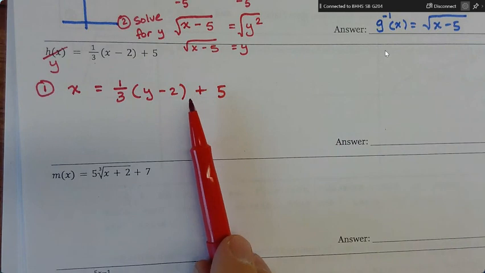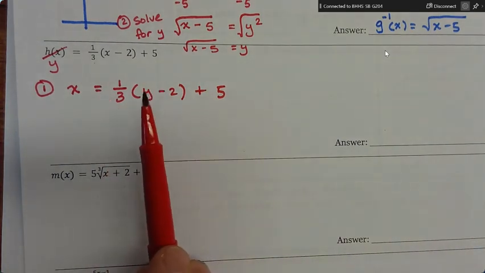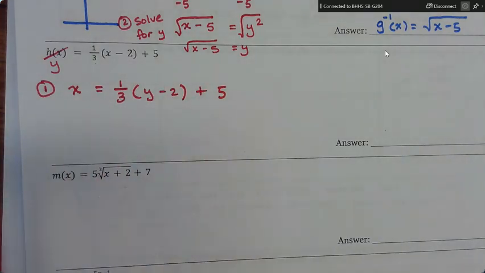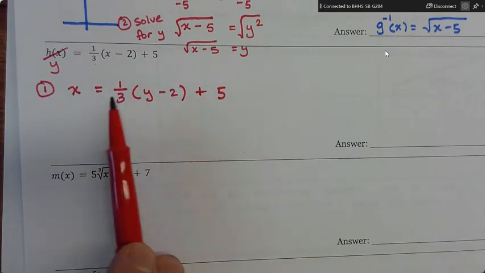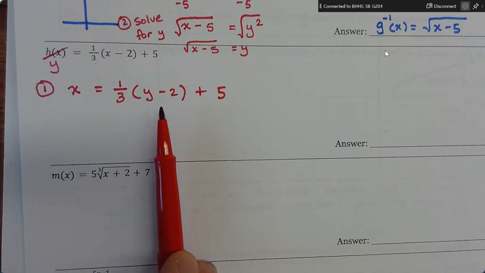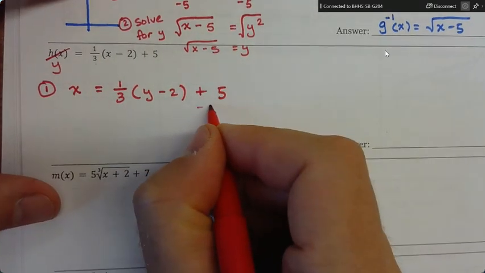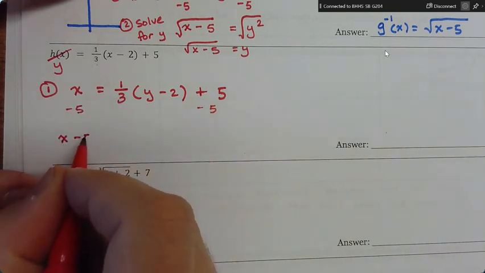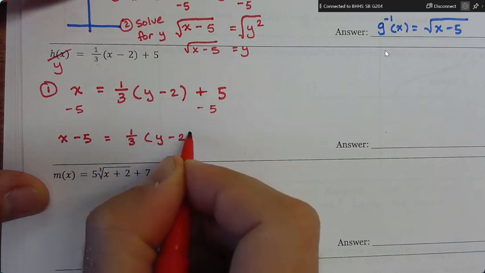All right, I'm going to call on you guys a little bit as we go through this one. Isaiah, I would love if you would get us started. What do we need to do first to get that y by itself? Subtract 5. I like that idea. Now, you could distribute the 1/3, but did you see that if you do that, you're going to get a bunch of fractions? Yeah, exactly. So I love that idea. Let's subtract 5 from both sides. So minus 5, we get x take away 5 is equal to 1/3 of y minus 2.